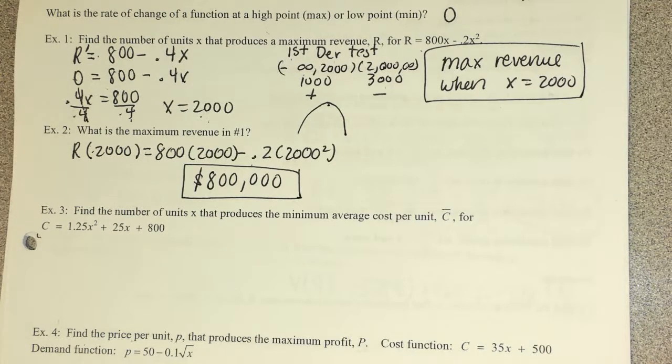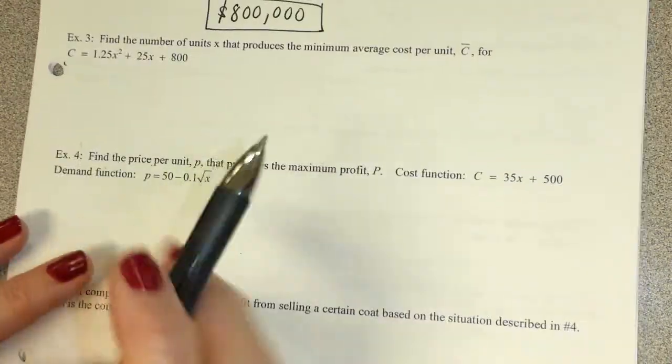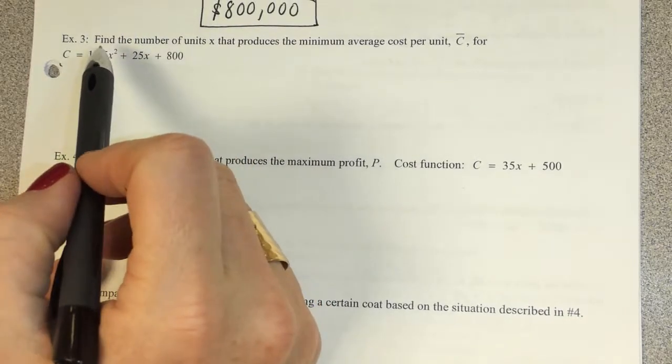Now remember though, revenue does not take into account our costs. Maybe we've paid $1 million for the plant where we're going to make these items. We would still have a negative profit if that were the case. So remember, this is just revenue. This is the money we're taking in. It does not take into account our costs. So the next problem does deal with cost.